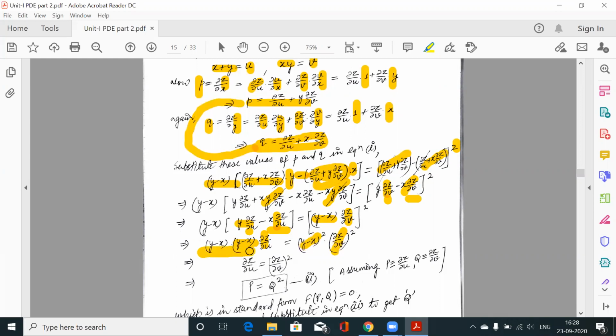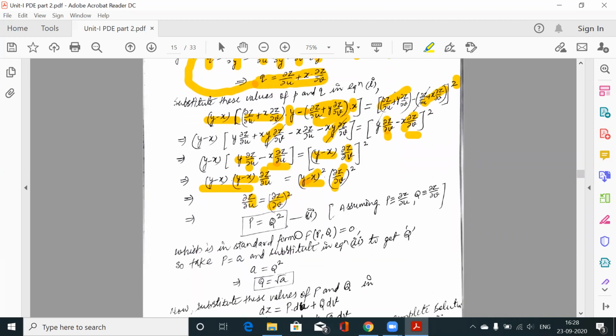So these two and this one, these are the same terms on the opposite side, so these can be cancelled out. So this is cancelled. Now what is left? Del z over del u is equal to del z over del v square. Now these are first order derivatives. Del z over del u is capital P. So we have assumed del z over del u as capital P, del z over del v as capital Q. So P is equal to Q square.